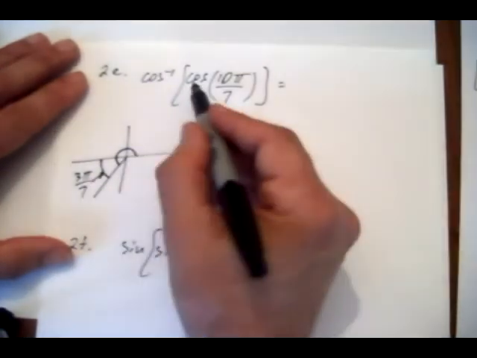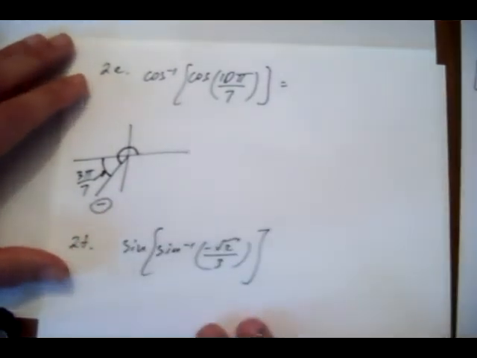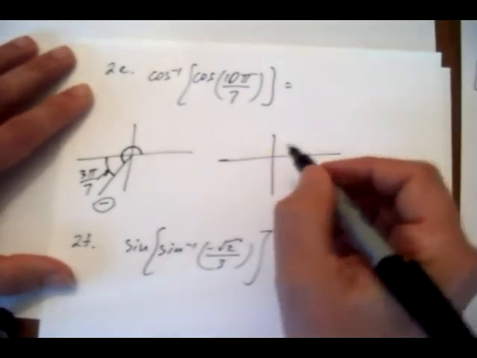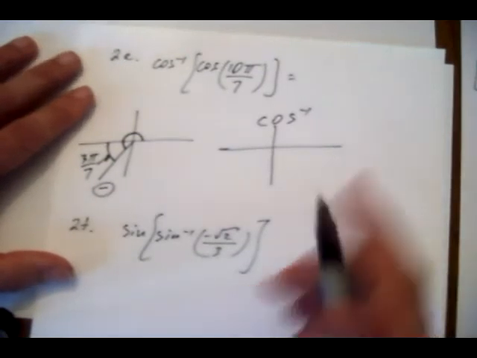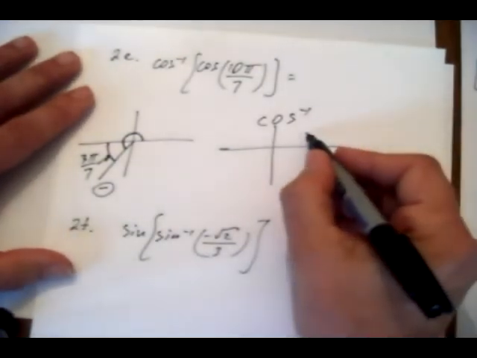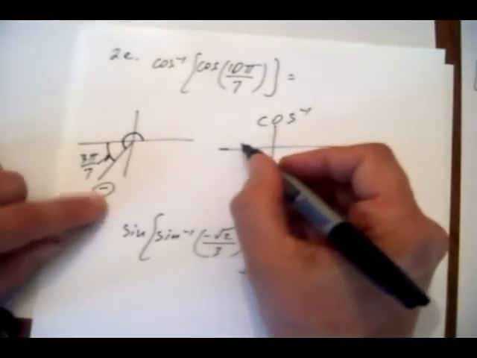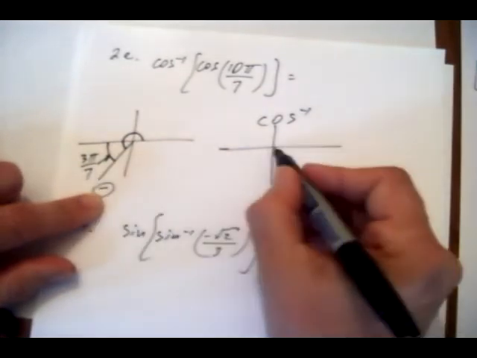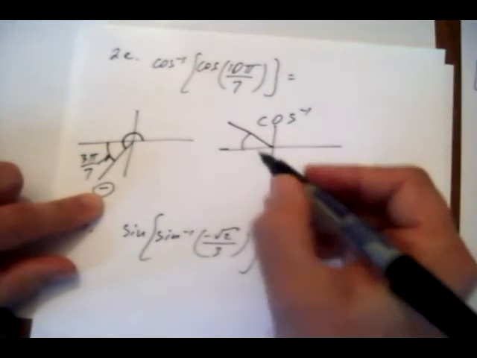Therefore, what's my cosine in this quadrant? Cosine is negative. Now on the inverse side, cosines are here. The first quadrant is going to produce positive results. This is going to produce negative results. So we are looking for a negative. And so we have to place this reference angle in this quadrant.